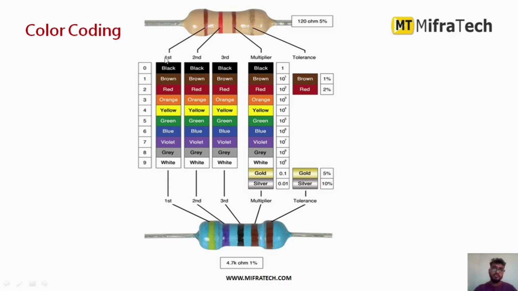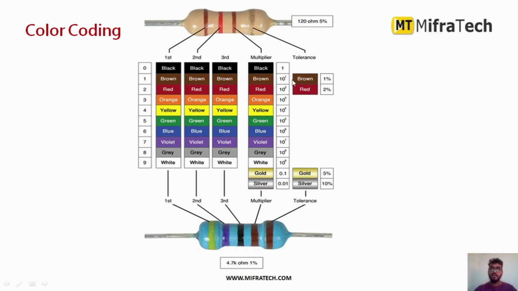As you can see, the first one is the color coding. If it is black, the value is 0, brown 1, red 2, orange 3, yellow 4, green 5, blue 6, violet 7, gray 8, and white 9. Depending on the color, it takes these values. The first and second bands both indicate the digits. The third one is the multiplier, as you can see.